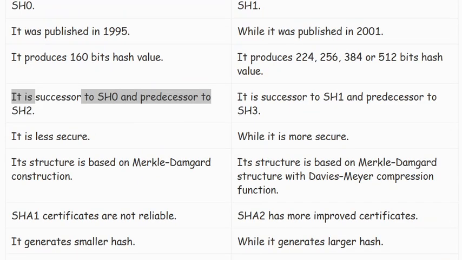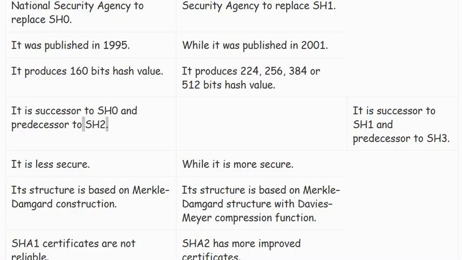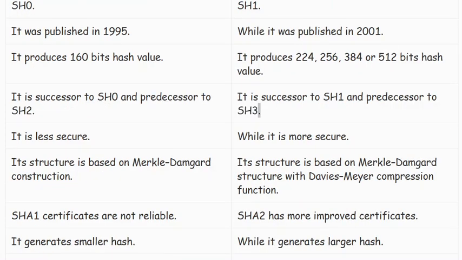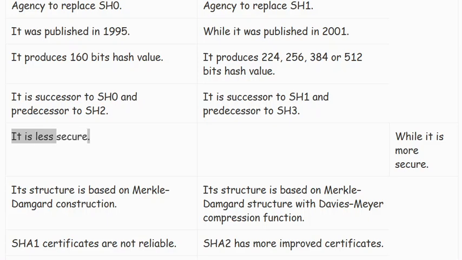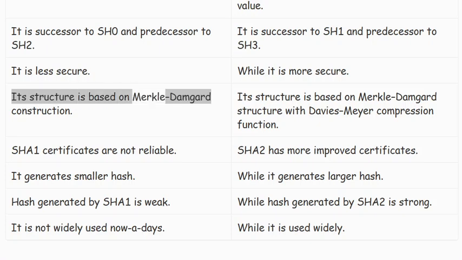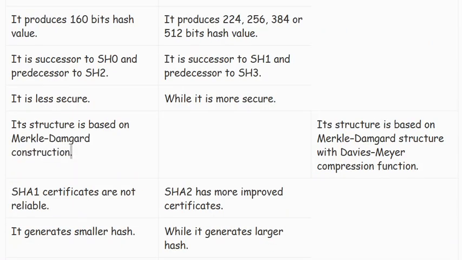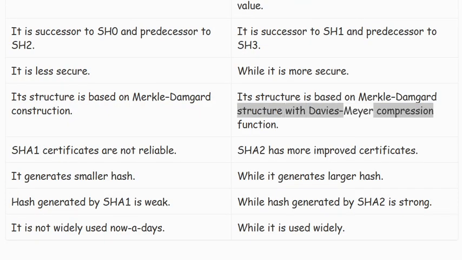SHA1 is successor to SHA0 and predecessor to SHA2. SHA2 is successor to SHA1 and predecessor to SHA3. SHA1 is less secure, while SHA2 is more secure. SHA1's structure is based on Merkle-Damgard construction. SHA2's structure is based on Merkle-Damgard structure with Davies-Meyer compression function.